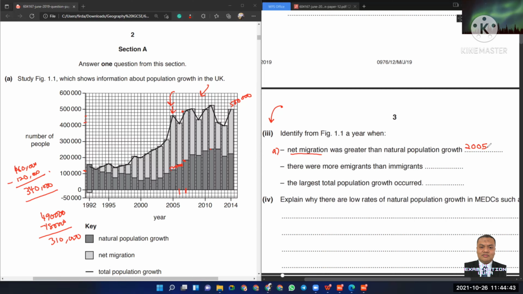Okay, easy. Okay, not that easy actually. It's easy actually, but then again, you need to observe the chart carefully. Make sure you do the calculation. Don't just simply look at the chart at first glance and then you just simply put 2005. It is not that safe.